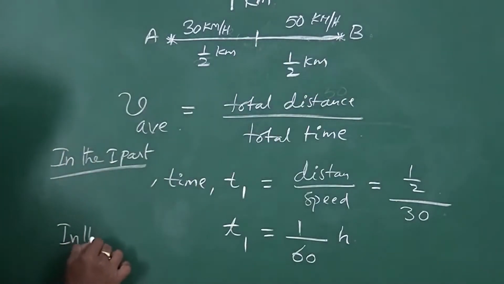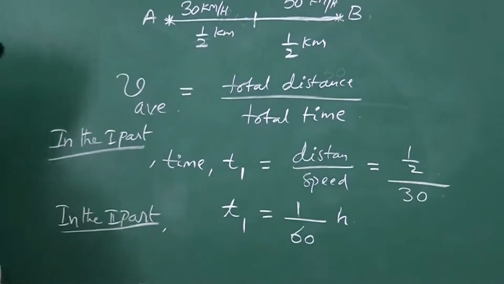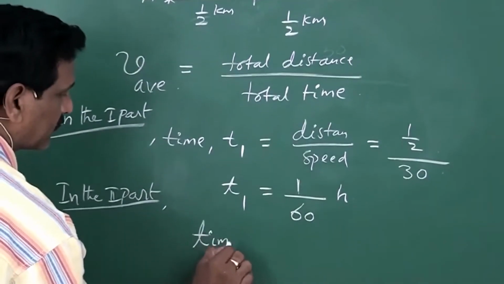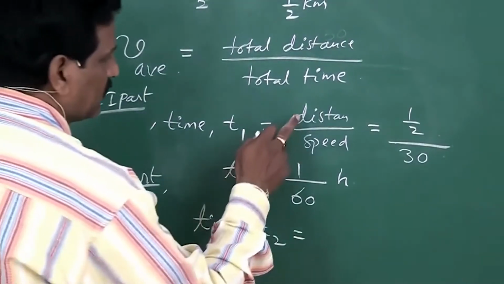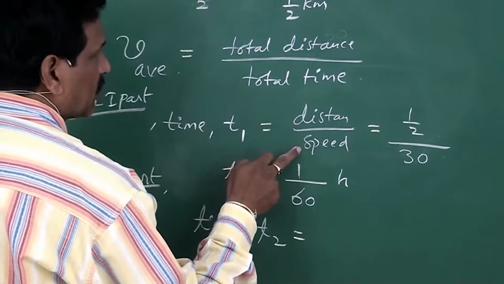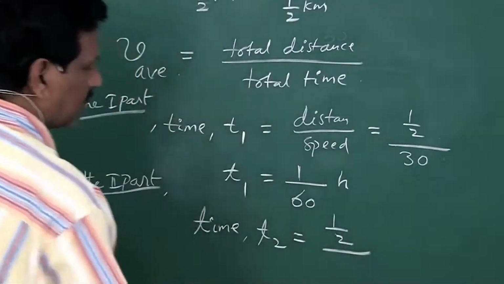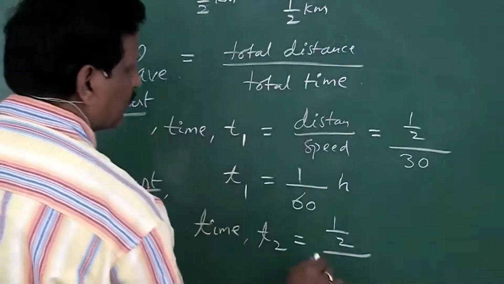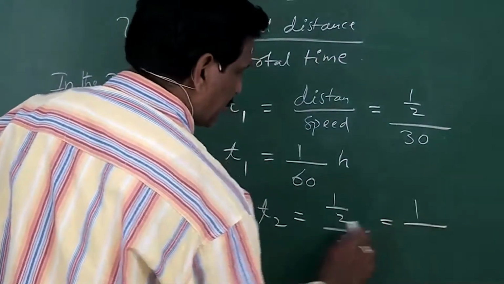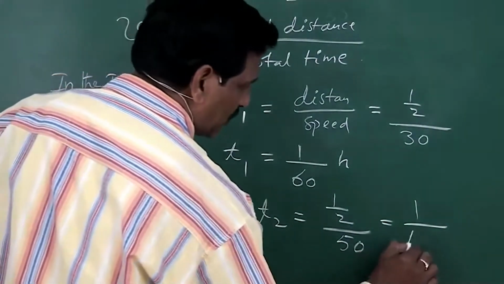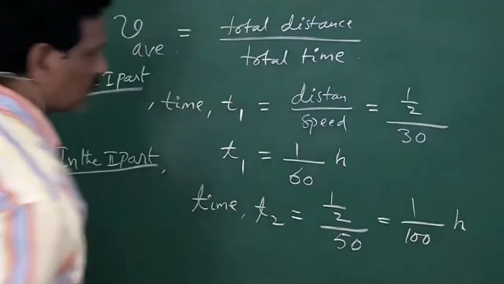So, in the second part, time taken t2 is equal to, similarly, distance by speed. Here distance is half kilometer and speed is 50 kmph. So this is 1 by 2 by 50, that is 1 by 2 into 50, 100. So 1 by 100 hour.